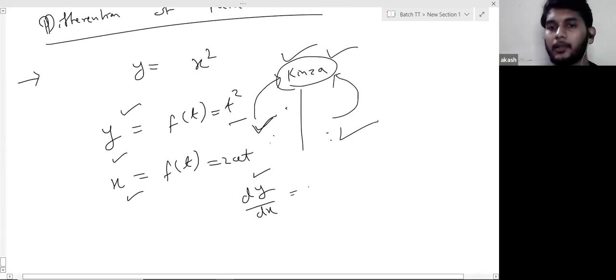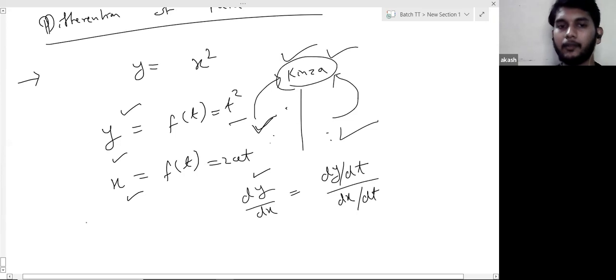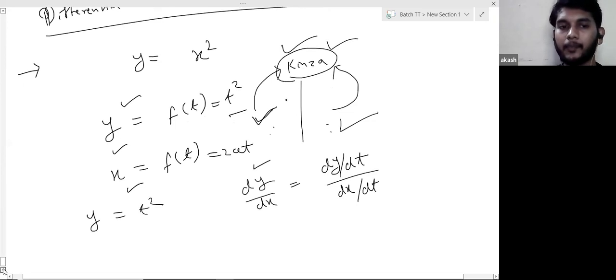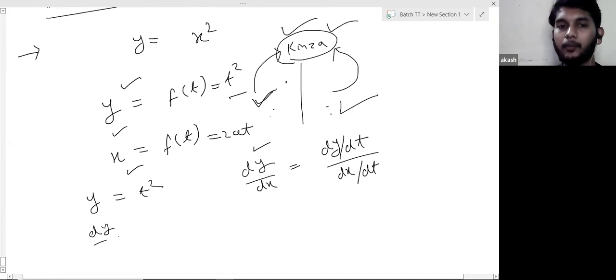Very simple. Differentiate y with respect to t, divide this by the derivative of x with respect to t. You will get the answer. All right. In this example, y equals t square. If I find dy by dt, what will be the answer? Sahel, can you tell me?